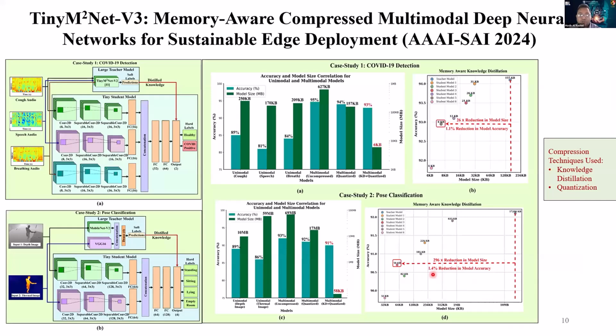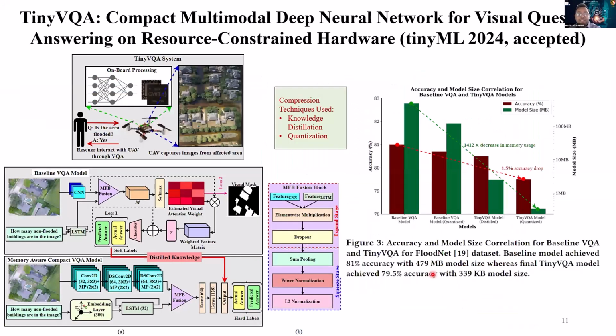And for this particular work, I have actually deployed on microcontroller-based edge devices, a GAP8 processor. Very recently, at this year's tinyML conference, I have an accepted paper that uses knowledge distillation and quantization to reduce the model size to 1400 times, maintaining the comparable performance. This was for a visual question answering task.